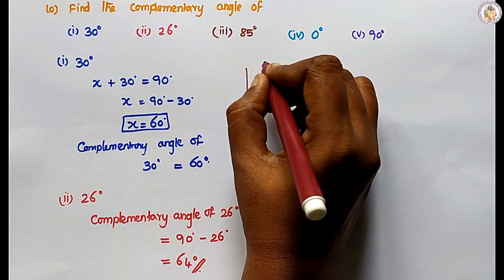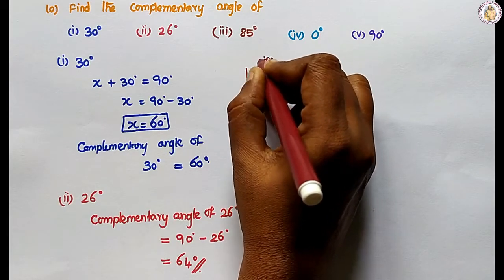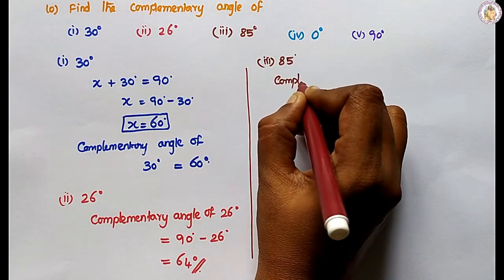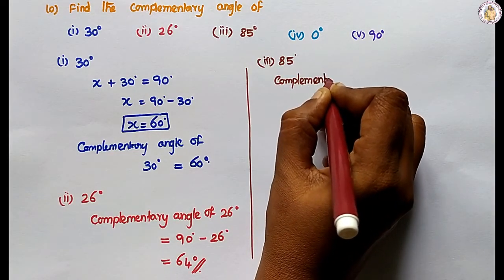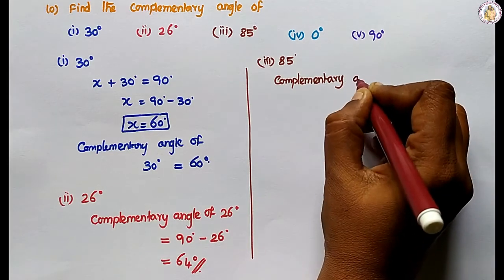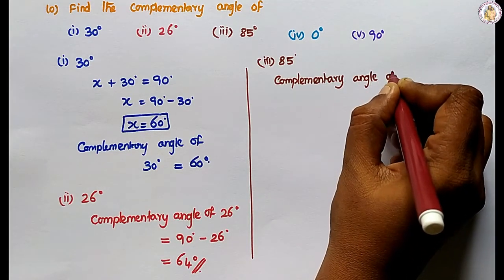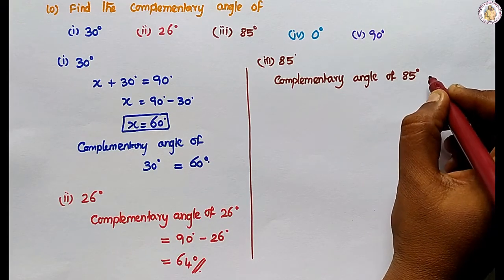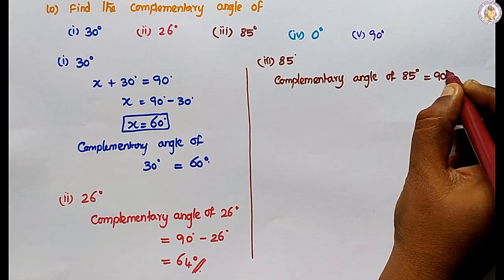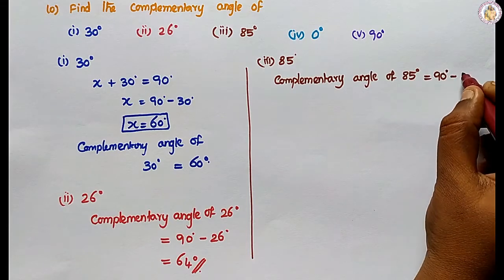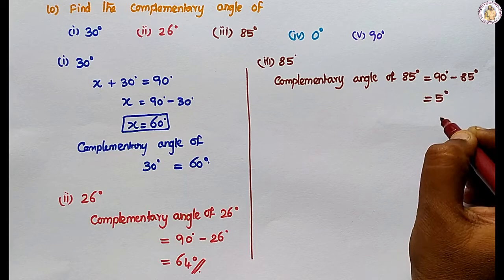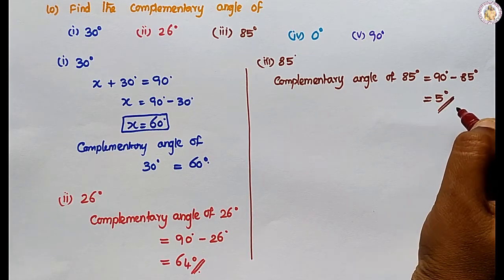Next one, 85 degree. Complementary angle of 85 degree equal to 90 minus which one? 85 degree. That is 5 degree. That is the answer.